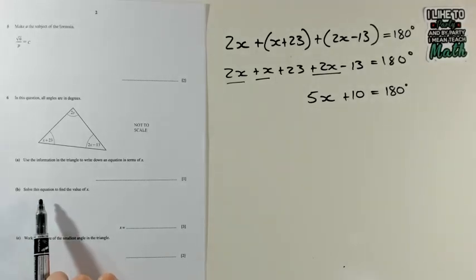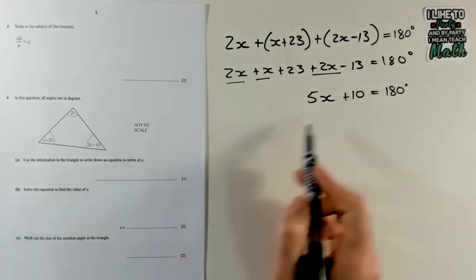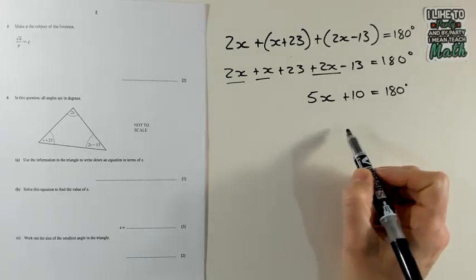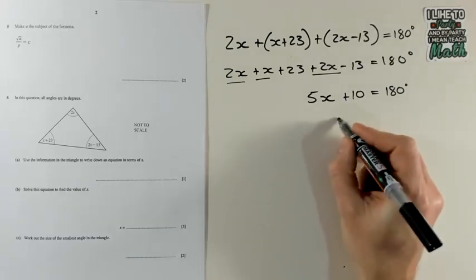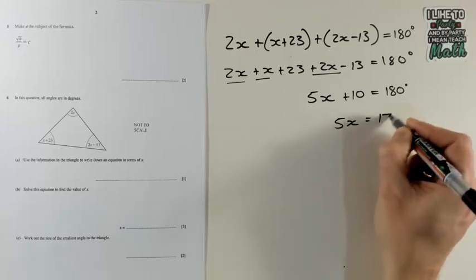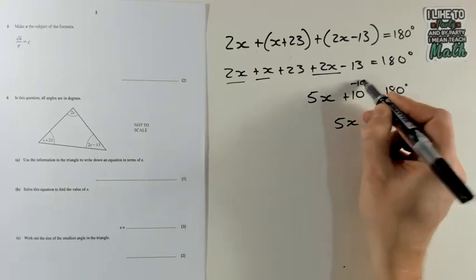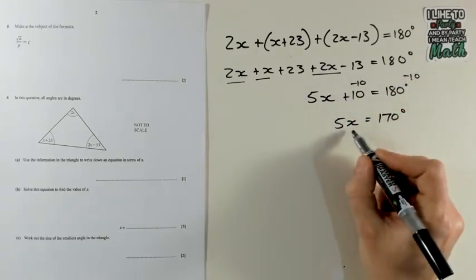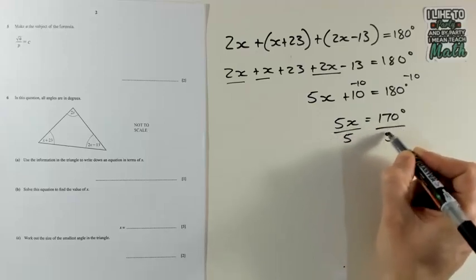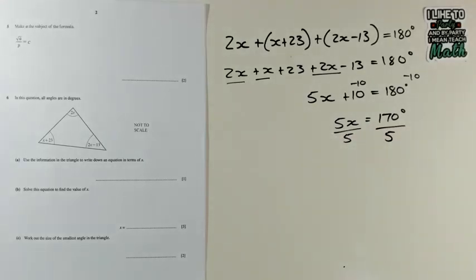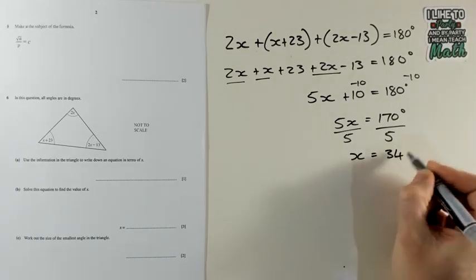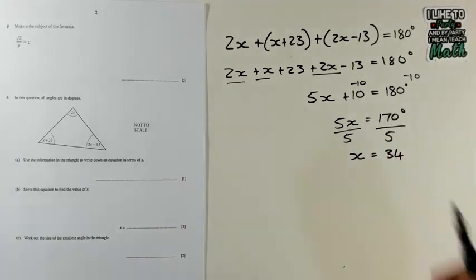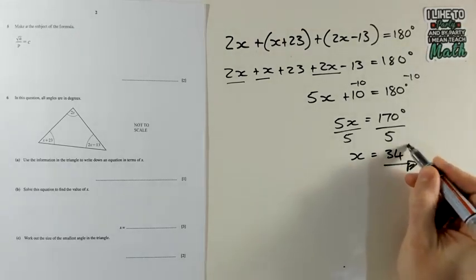Next one, they're saying solve this equation to find the value of x. So I'm just going to carry on and solve it. I'm going to take 10 away on each side, so 5x is equal to 170 degrees. Then I'm going to divide by 5, and that should be 35, I think. No, 34, out by 1. Obviously 17 times 2 is 34. Anyway, there we go.